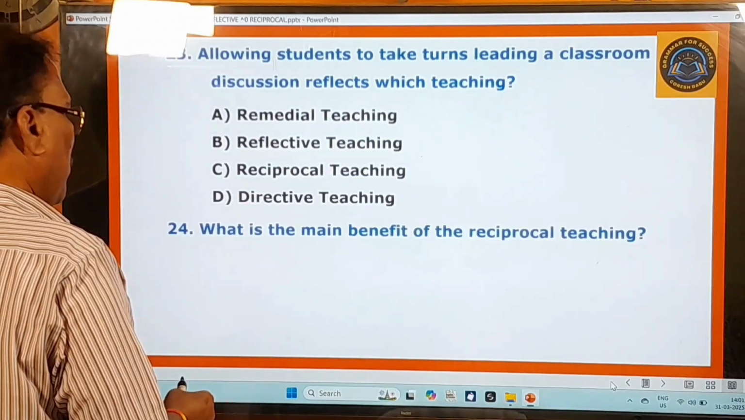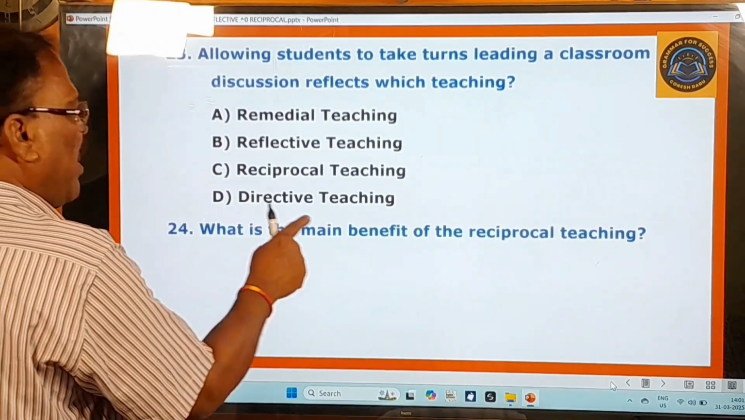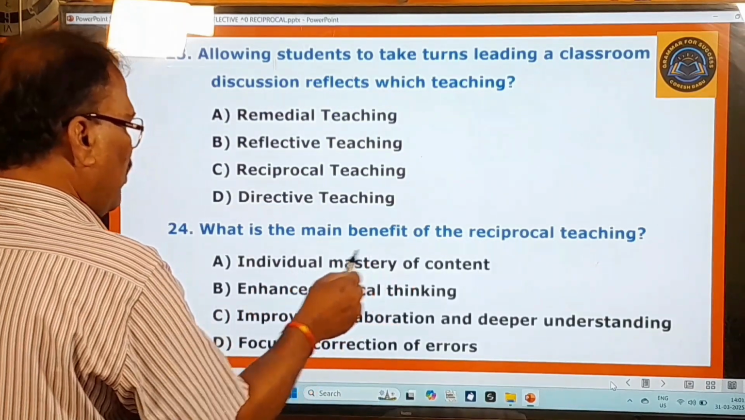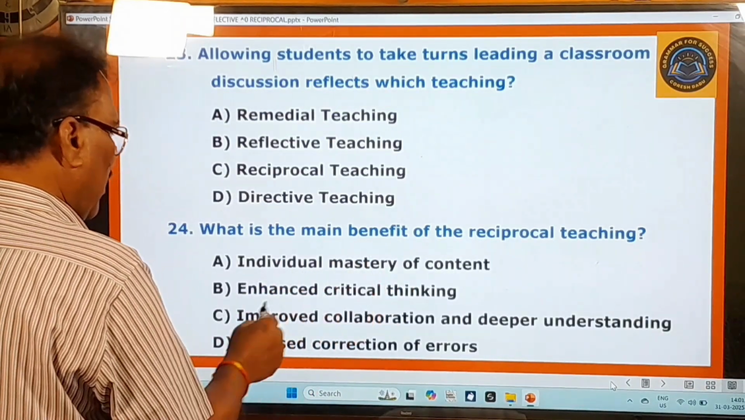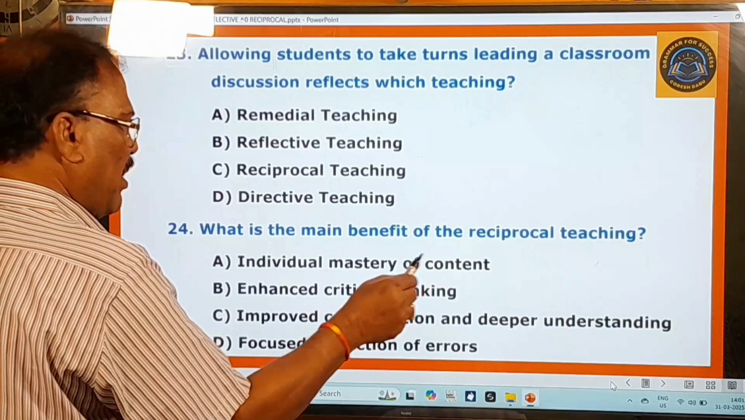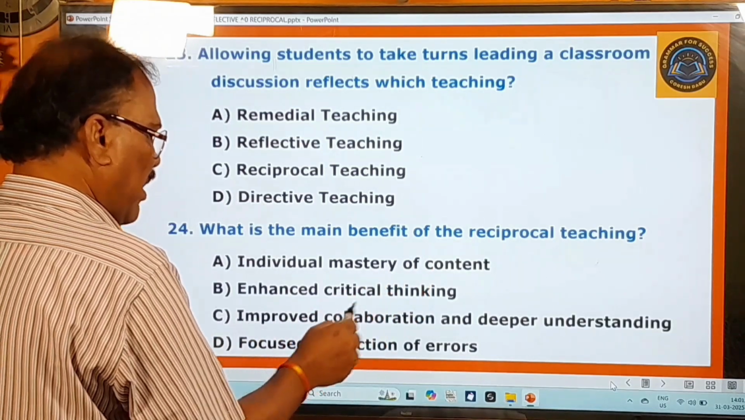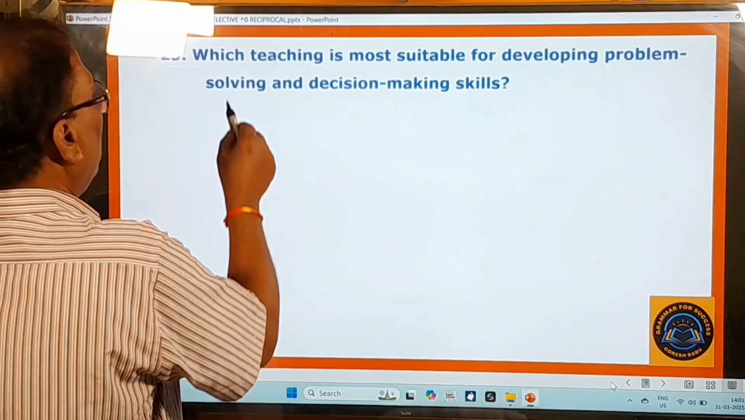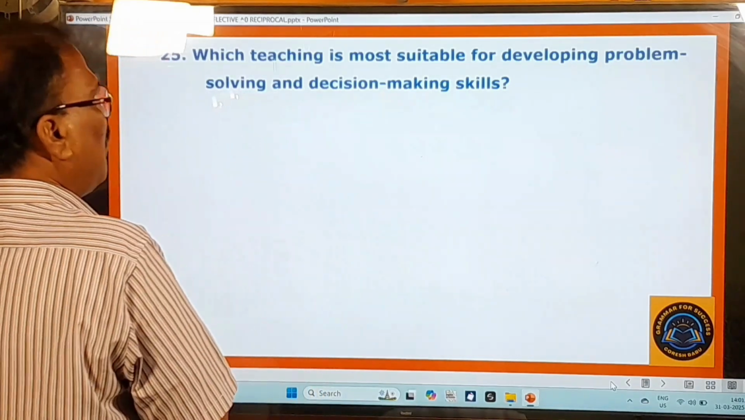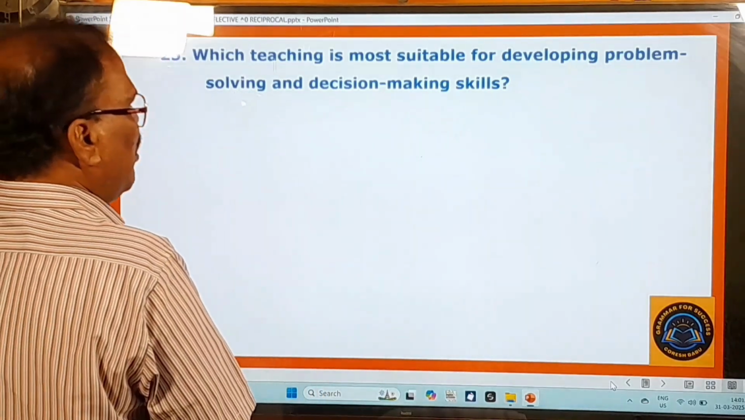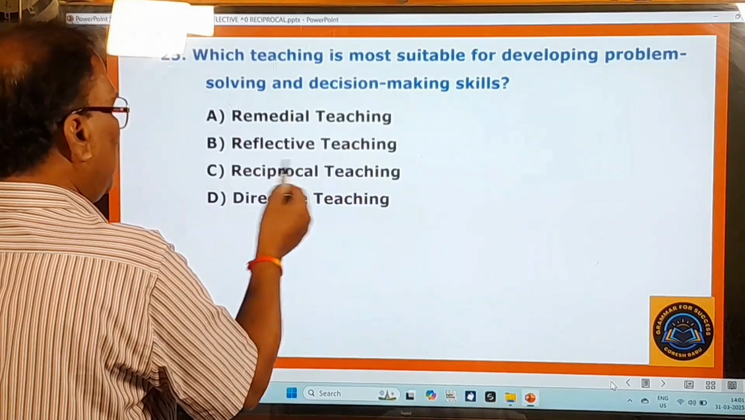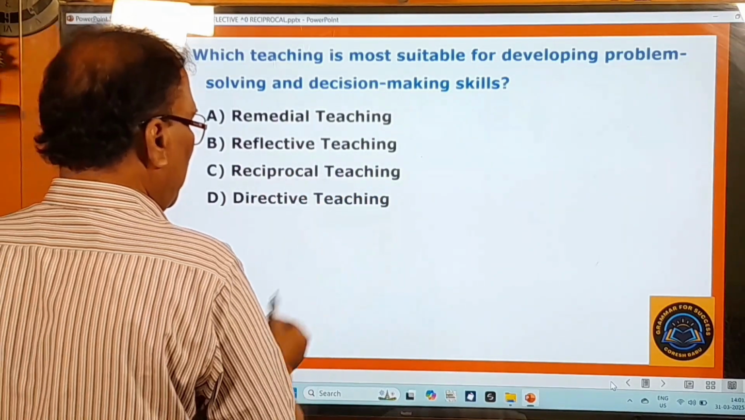The last but one question. What is the main benefit of the reciprocal teaching? Individual mastery of content, enhanced critical thinking, improved collaboration and deeper understanding, focused correction of errors. The last question of this test is, which teaching is most suitable for developing problem solving and decision making skills? Remedial teaching, reflective teaching, reciprocal teaching, directive teaching.